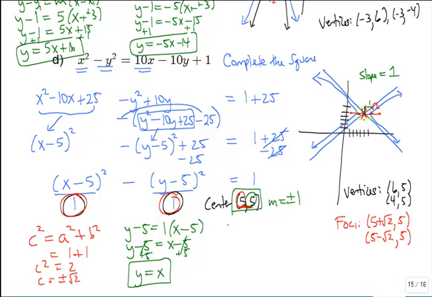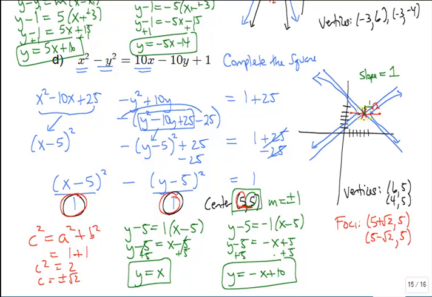Now let's do the other one. So still y minus 5, but this time we're going to use negative 1 for our slope times x minus 5. When I distribute my negative, we get negative x plus 5. So when I add 5 to the other side, this time it doesn't cancel out, and I get negative x plus 10. So those are my two asymptotes.